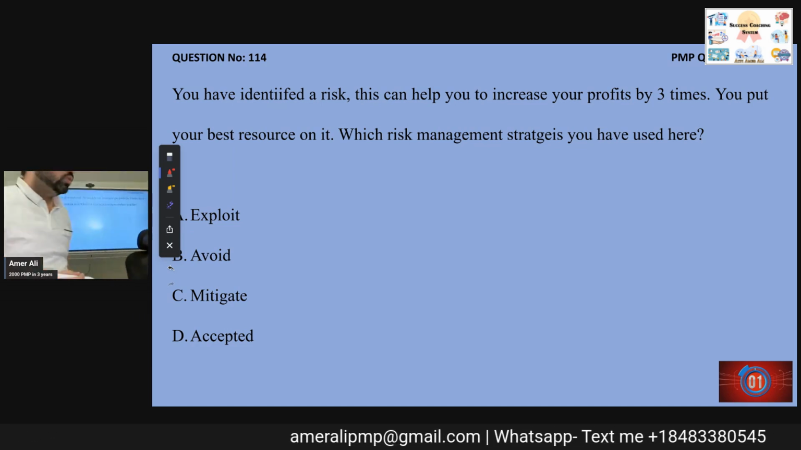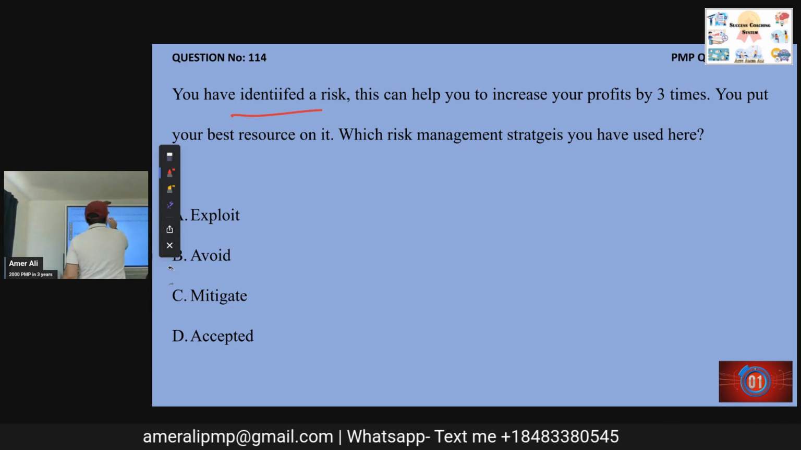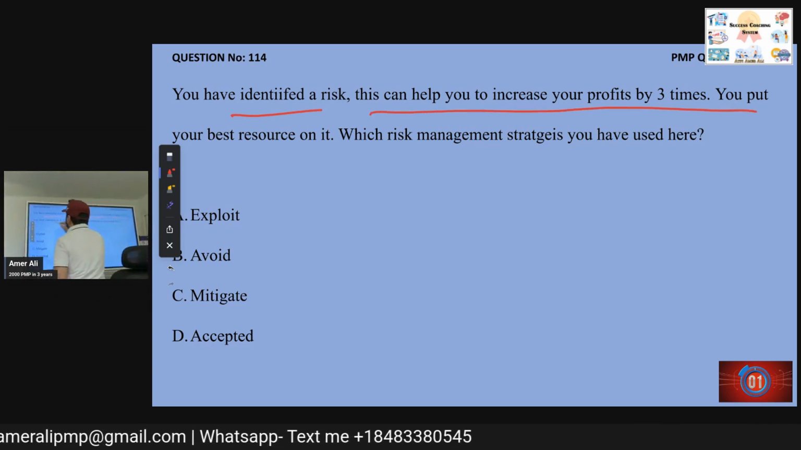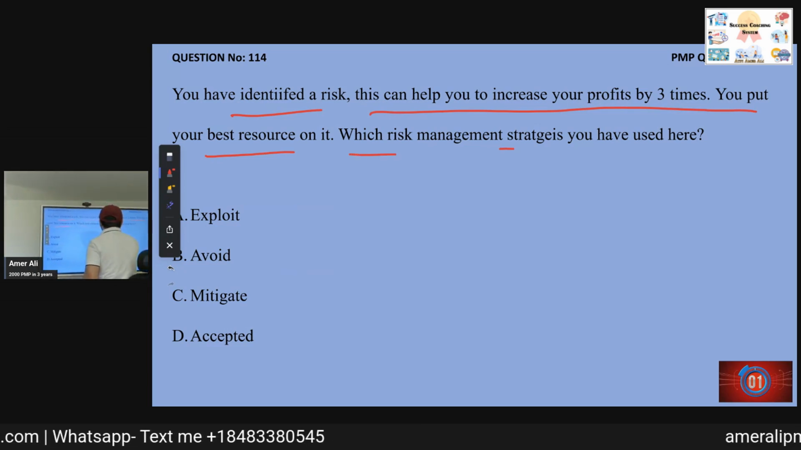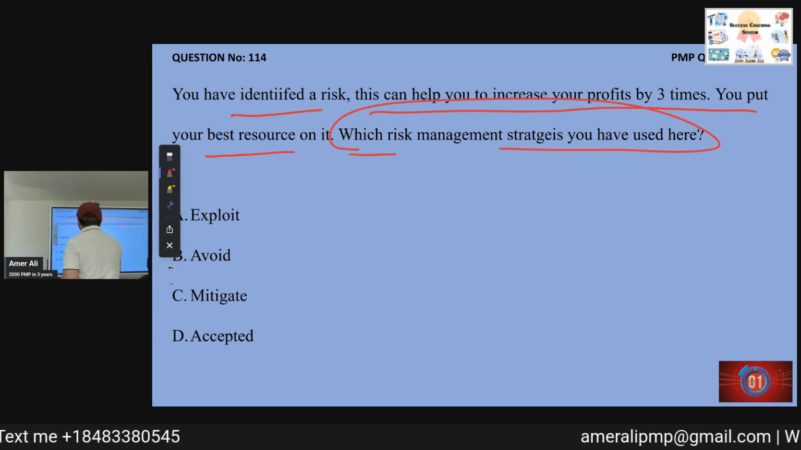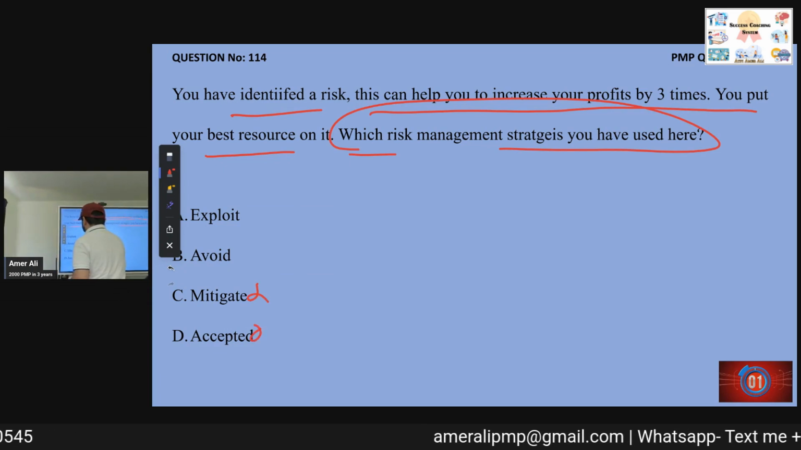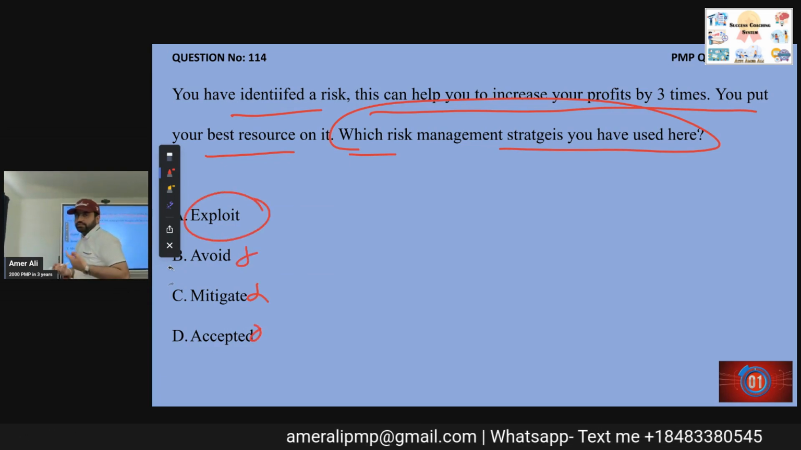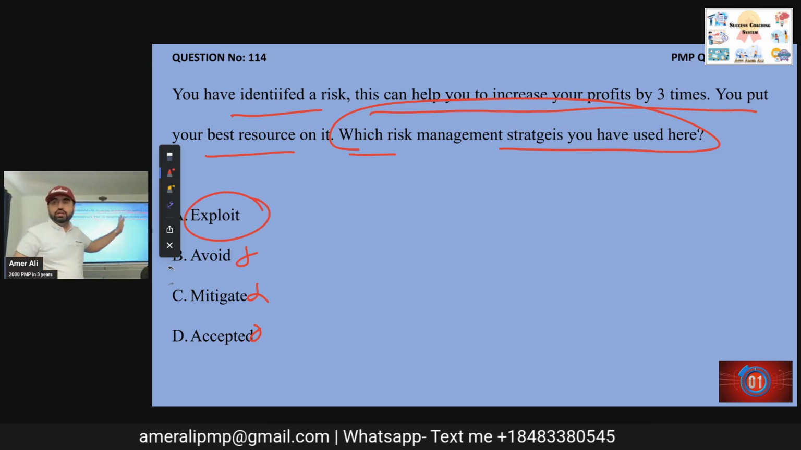Okay, so you have identified a risk. This can happen three times. You put your best resources on it. Which risk management strategy have you used here? It is not this; automatically there is no other option. It's a positive risk. For the positive, we directly go towards that.